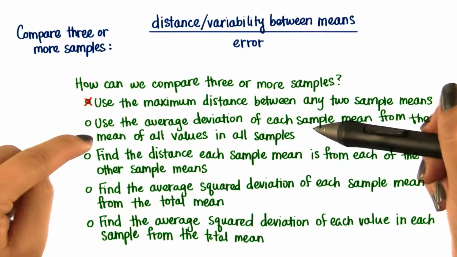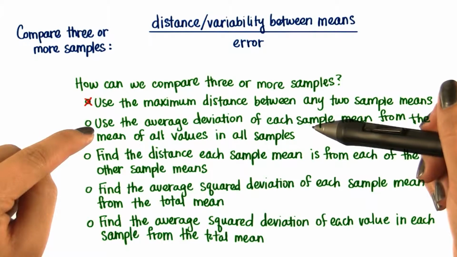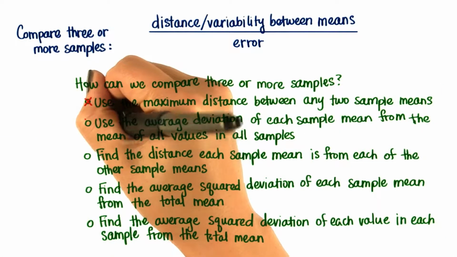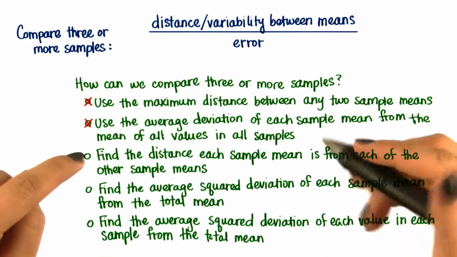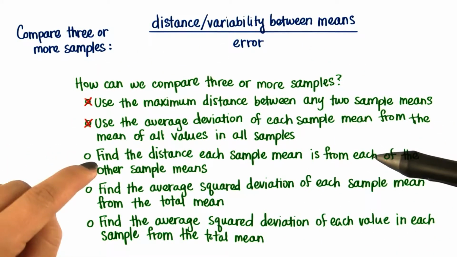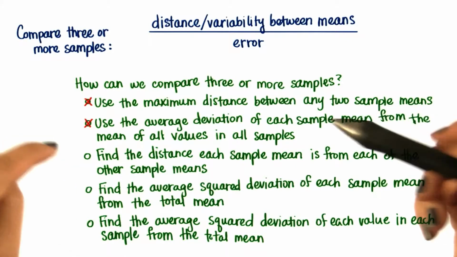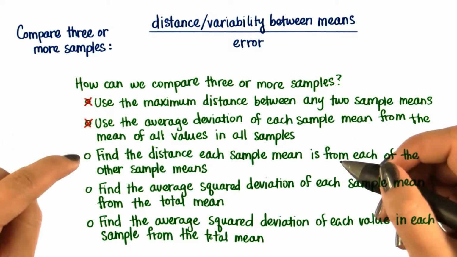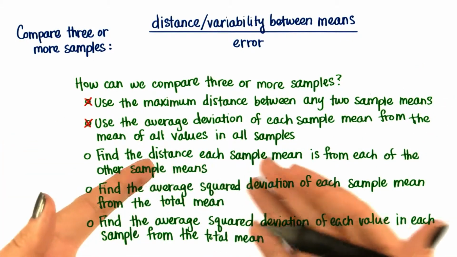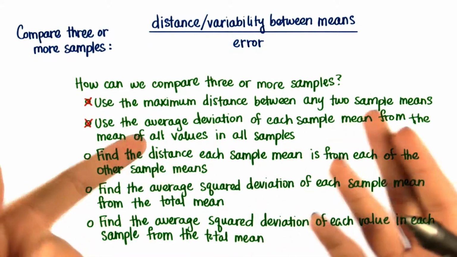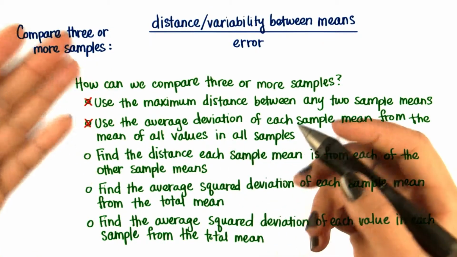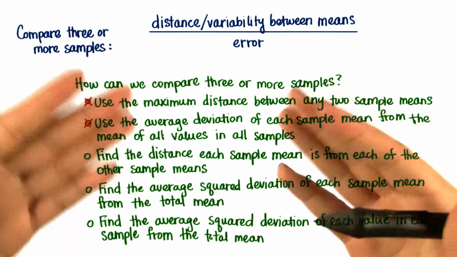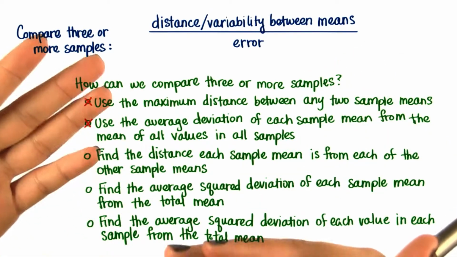You also found before that the average deviation adds to 0, so this can't work either. If we find the distance each sample mean is from each of the other sample means, then we might as well do a bunch of t-tests. We'll have to do the same number of these calculations as t-tests anyway, and t-tests are a better measure of whether or not two samples are statistically different.